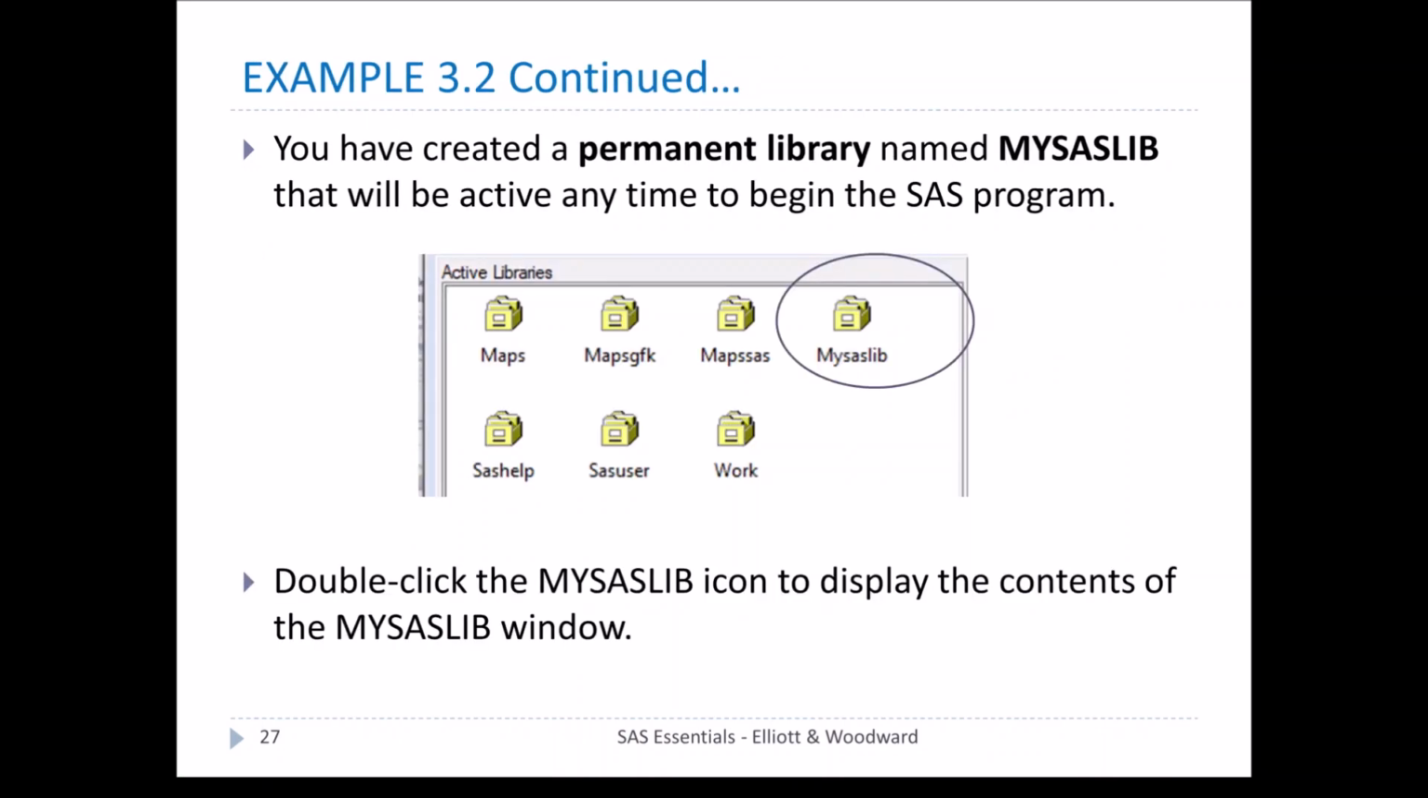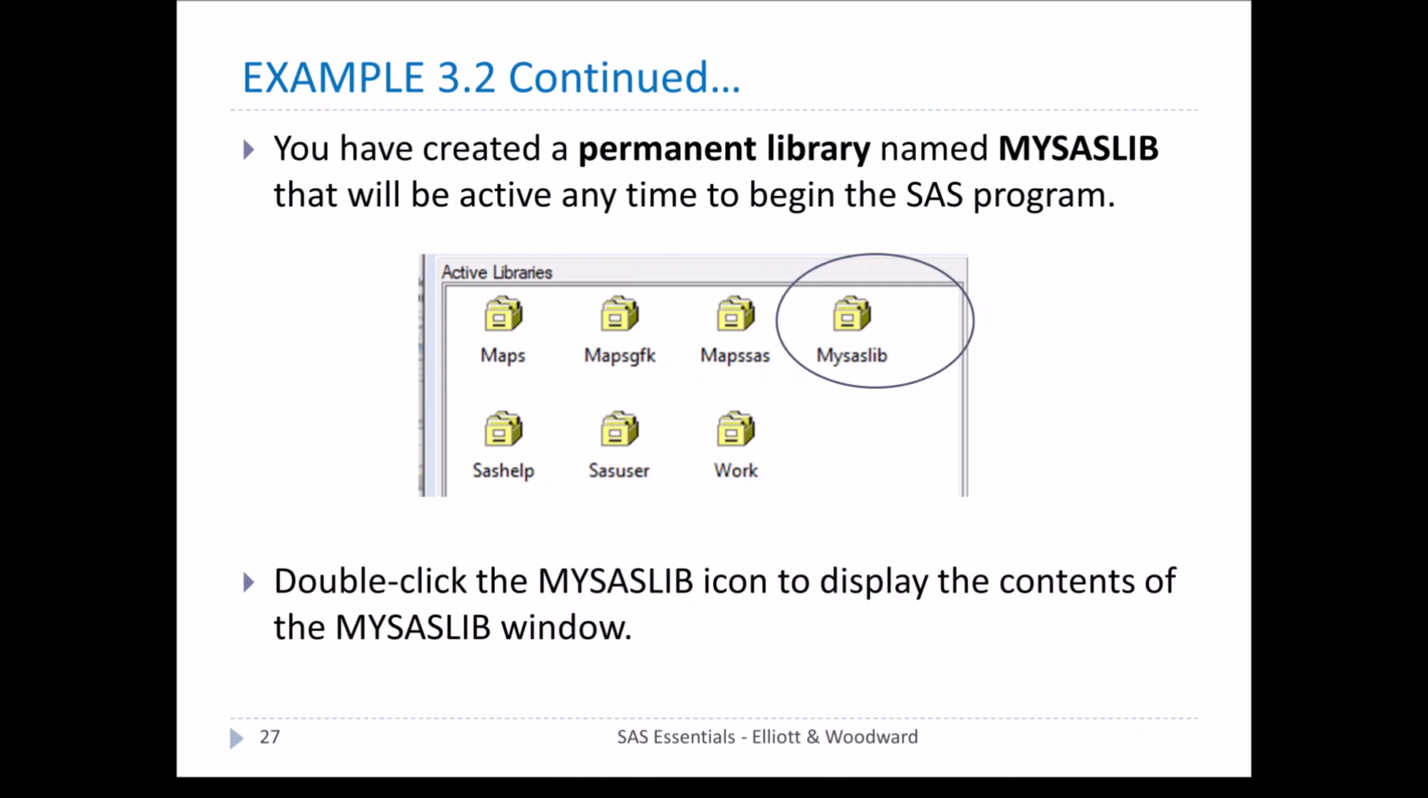Once you have created this permanent library named mySASLive, it's going to begin appearing on the left-hand side under your Active Libraries window. You'll notice there are 6 libraries that are by default in SAS when you first load it. Yours may be slightly different. But we have created the one that's circled there called mySASLive. That library is now going to contain all of the data and examples that we're going to be using in this book.